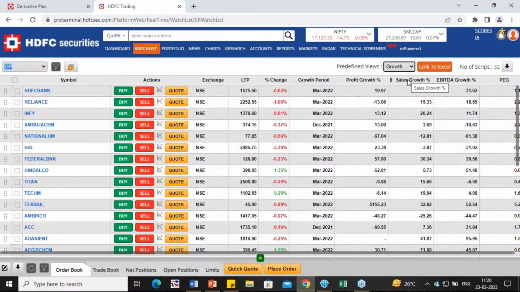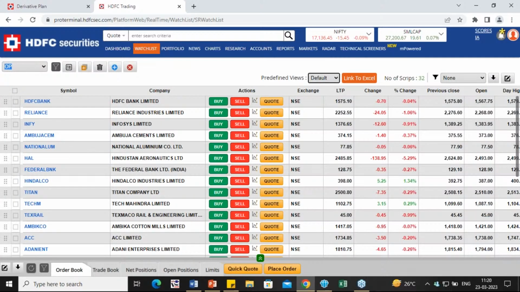Okay. So basically, this is our pro terminal. If you don't understand which script you should invest in, there is a lot of confusion because there are 3,000 plus scripts in the market. So which scripts can you invest in? What you do is, you have to just click over here.